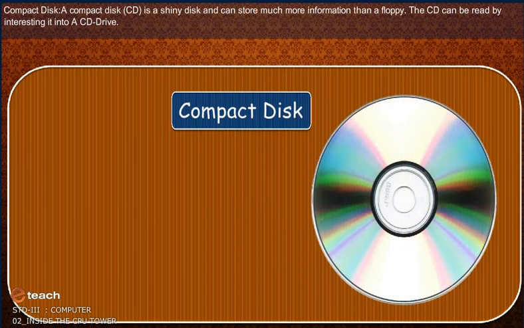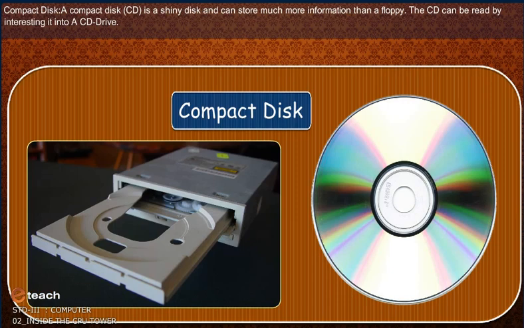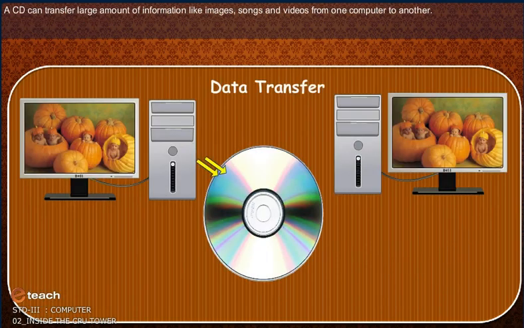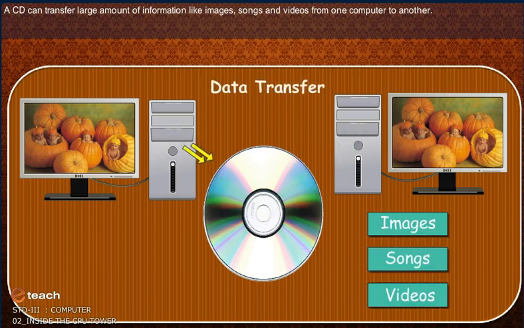Compact disk. A compact disk or CD is a shiny disk and can store much more information than a floppy. The CD can be read by inserting it into a CD drive. A CD can transfer large amount of information like images, songs and videos from one computer to another.